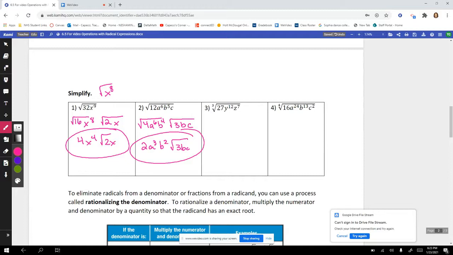Now we're moving on to the third root. Every time I write that, I still have to write that 3 by the radical sign. So 27 is a perfect cube, and that's going to go there. Y to the 12th: 12 divided by 3 does go evenly, so I'm going to put that underneath my first one. That's my perfect cube radical sign. My z to the 7th: I can take z to the 6th because 6 divided by 3 goes evenly, and my extra z is going to go there. So my final answer here is 3 y to the 4th z to the 2nd, times the third root of z.